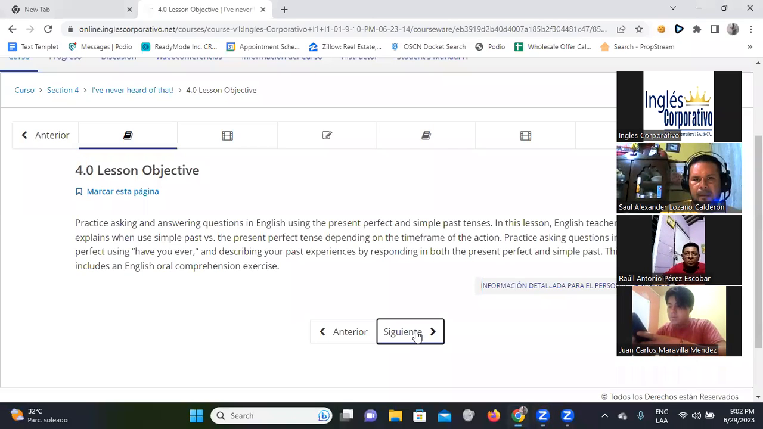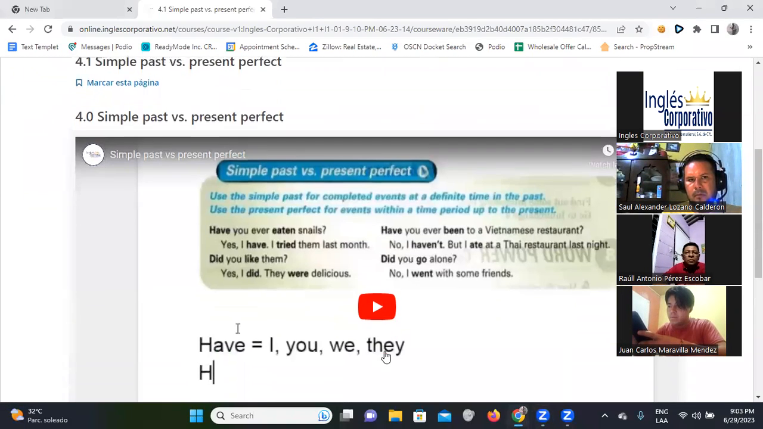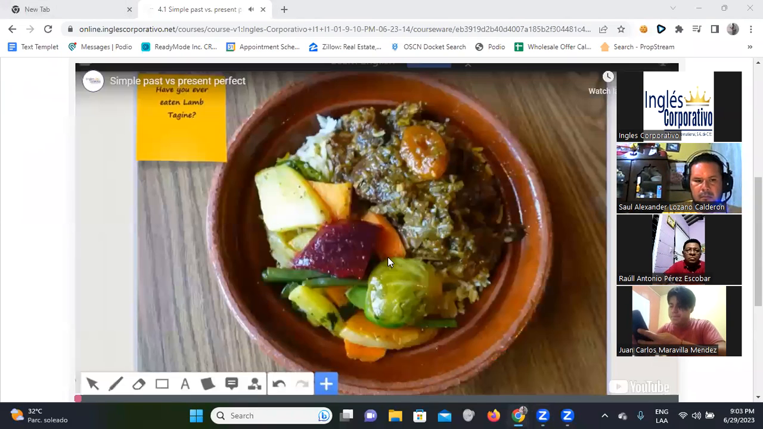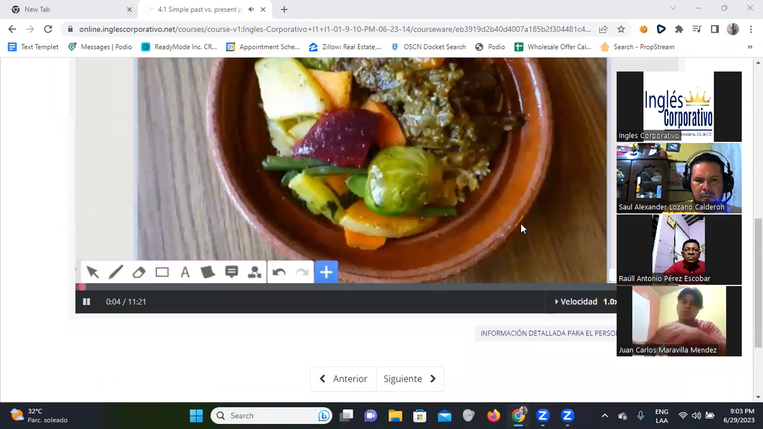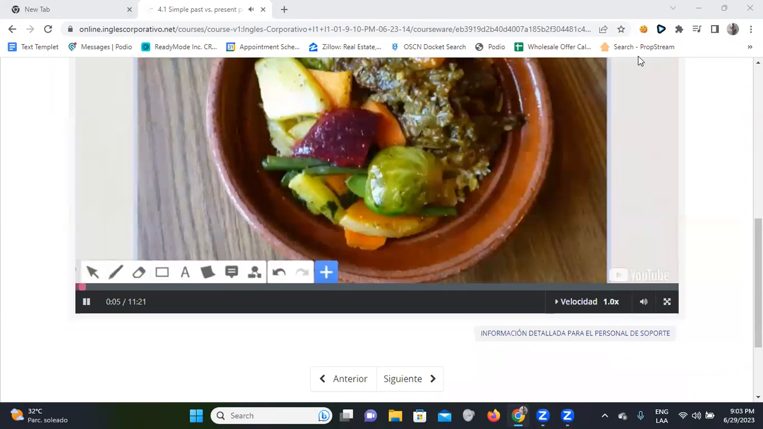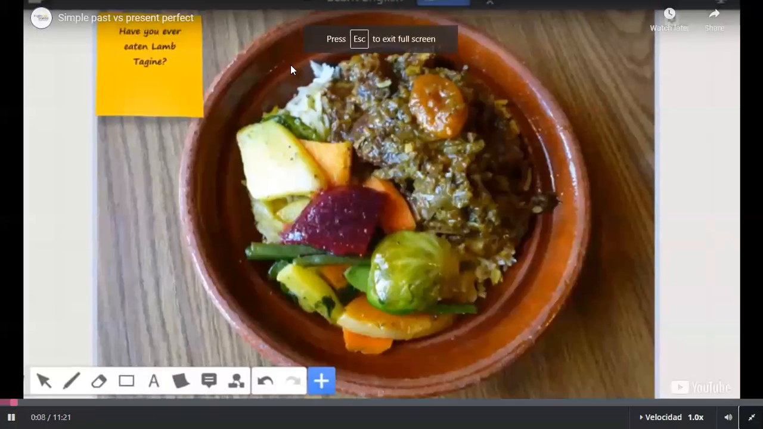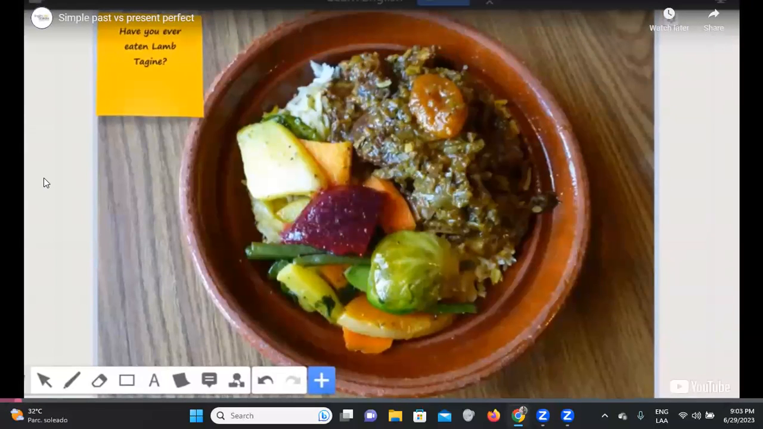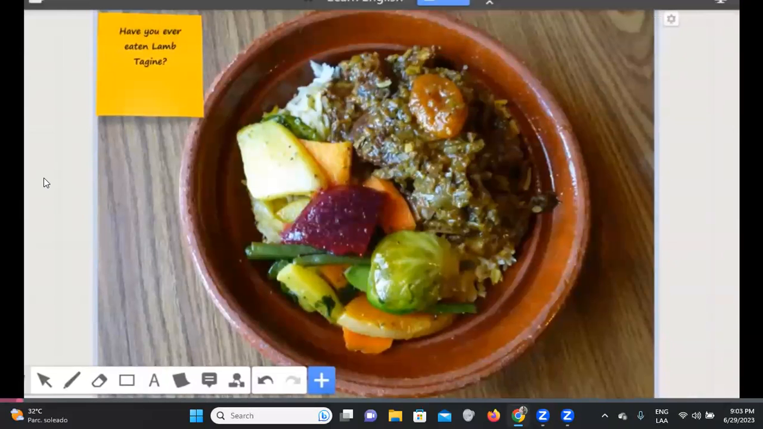All right, let's go ahead and take a look at the present perfect, about the kind of food that you've eaten and the restaurants that you've visited. You'll also learn how to express past experiences. For example, you'll be able to ask and answer the following question. Have you ever eaten exotic food?